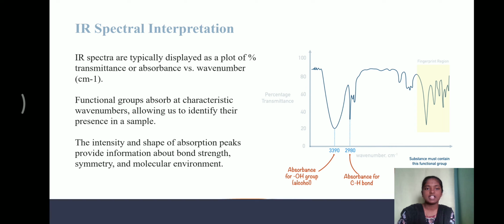And next, coming to the IR spectral interpretation. IR spectra are typically displayed as a plot of percent transmittance or absorbance versus wave number. Functional groups absorb at characteristic wave numbers, allowing us to identify their presence in a sample. The intensity and shape of absorption peaks provide information about bond strength, symmetry, and molecular environment. And we can see the graph here, which is related to this interpretation.